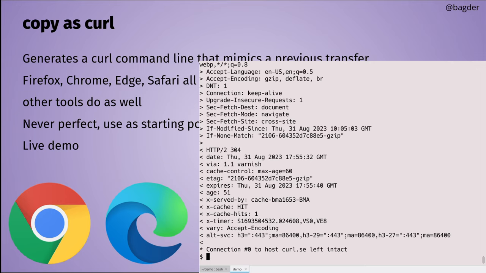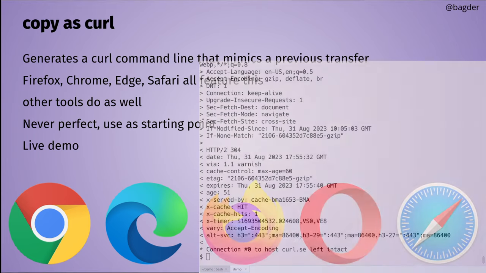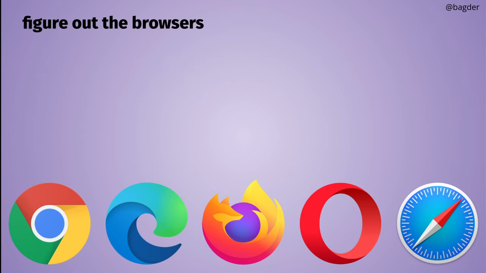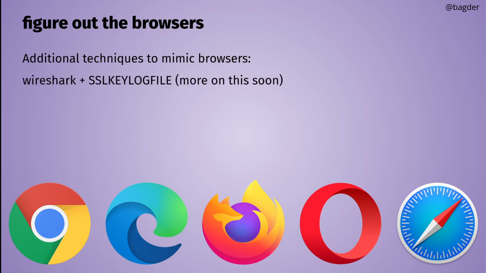So, fun thing. That's a very convenient thing. I can recommend using that when you want to reproduce what a browser did in curl. It's never perfect, and you should be aware of cookies, for example. You want to double check exactly what it's doing and how you really want to do it. And you can do other things to figure out the browsers.